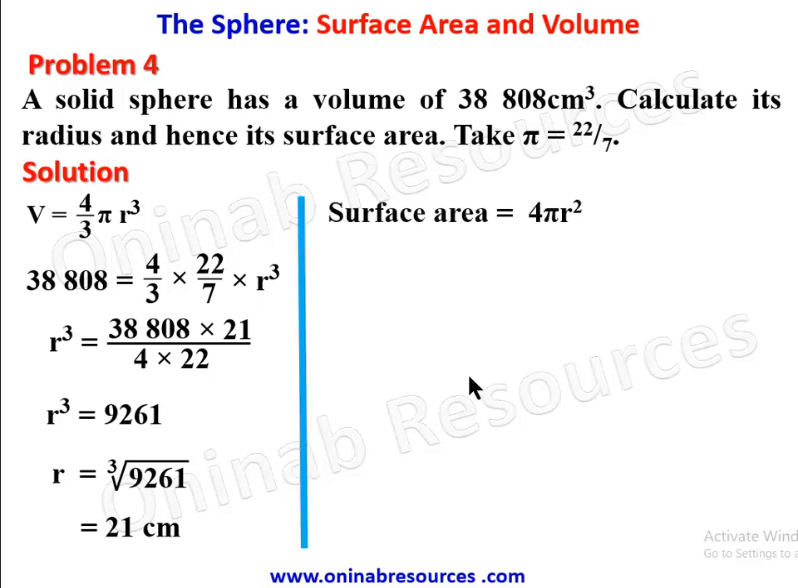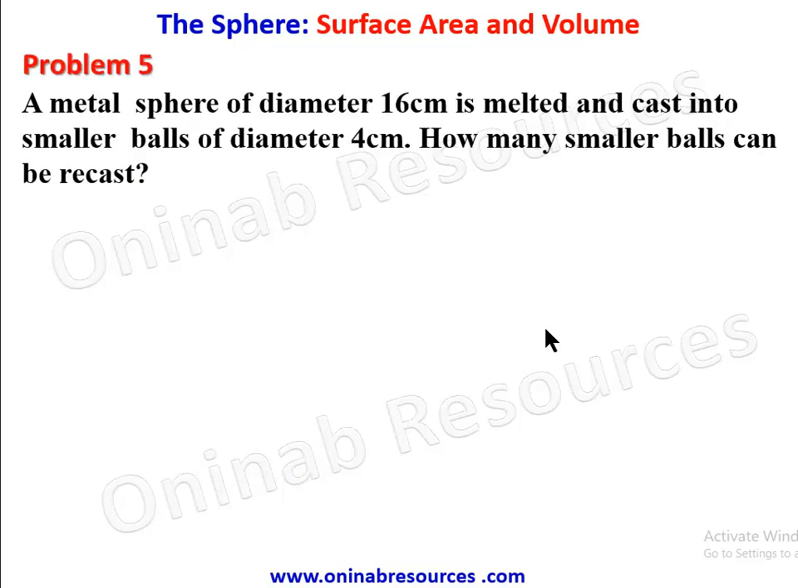We go to the second part, surface area of the sphere. That's 4 times 22 over 7 times 21 squared. So we have the result as 5,544 square centimeters. And that's the end of solution to problem 4. We go to problem 5. A metal sphere of diameter 16 centimeters is melted and cast into smaller balls of diameter 4 centimeters. How many smaller balls can be recast?